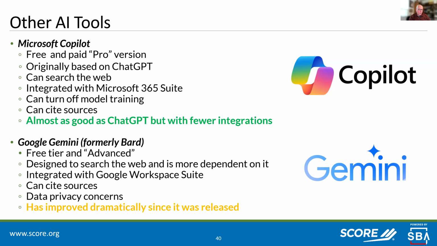Google Gemini, it used to be originally called Bard. There's a free and advanced tier. It's designed to search the web and is dependent on it. It's integrated with the Google Suite. So if you use Google Pages and all that stuff, that's a good tool for you to use. Most of these tools will now cite sources that they find from the web, which is really good. It used to be that you couldn't turn off training with the Gemini tool, which concerned me. I believe they may have changed that.